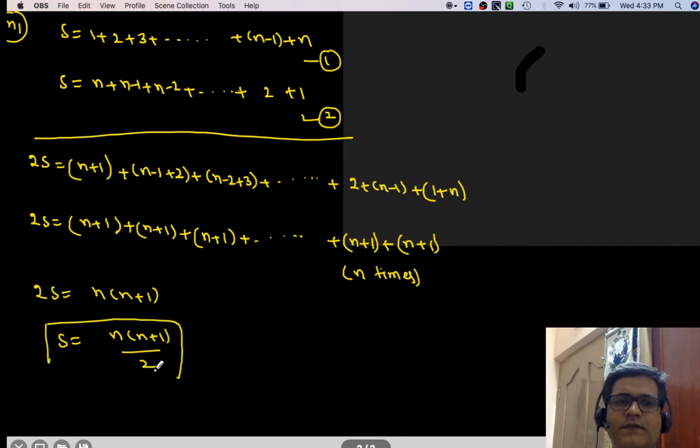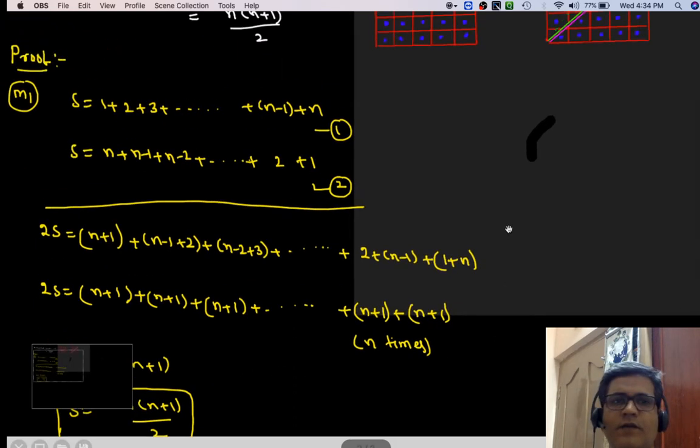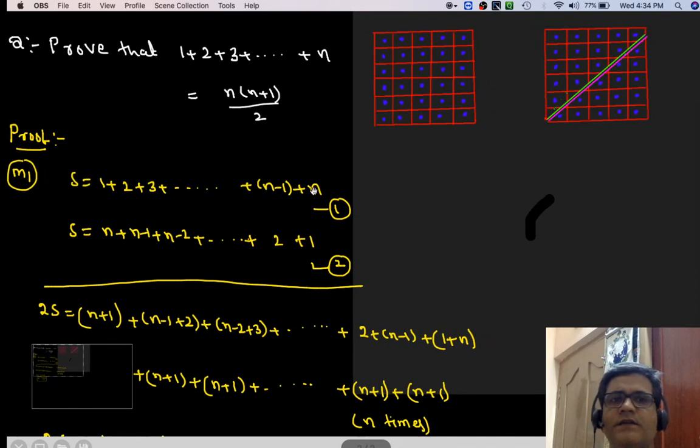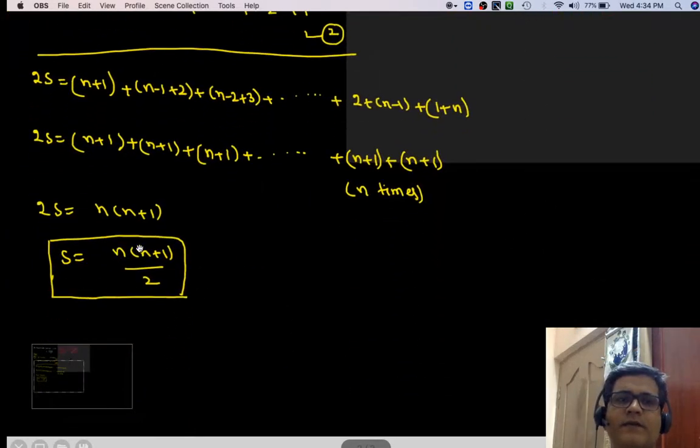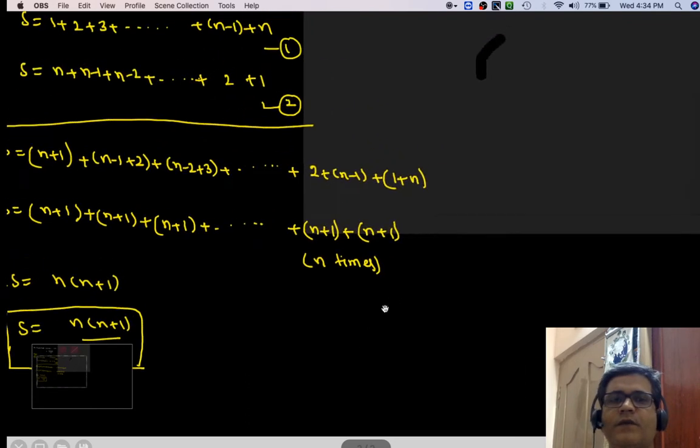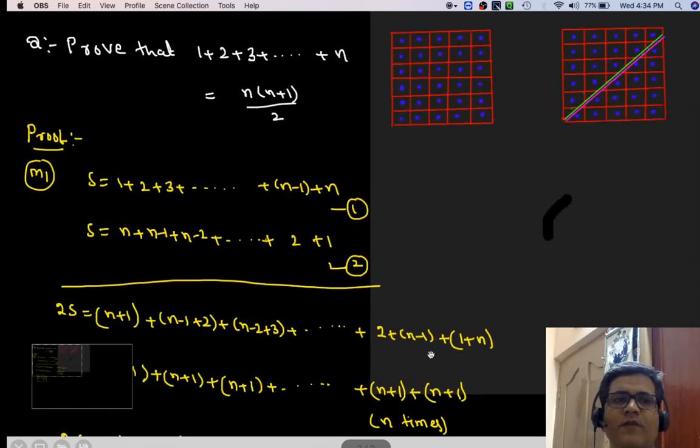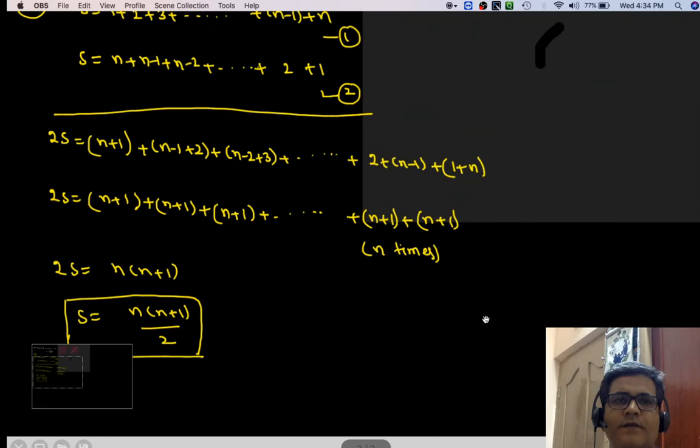So this is the result, that is the sum of n natural numbers is equal to n into n plus 1 by 2. Because we considered the sum of n natural numbers as S, we got S as n into n plus 1 by 2. So this is our method 1.